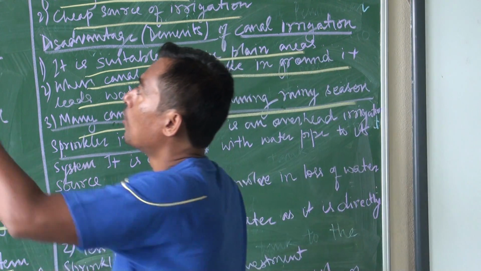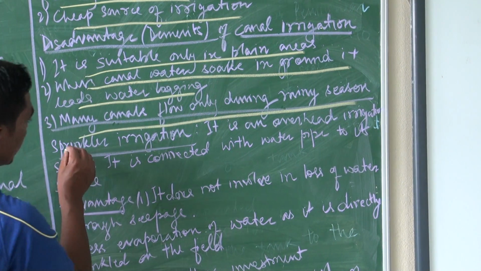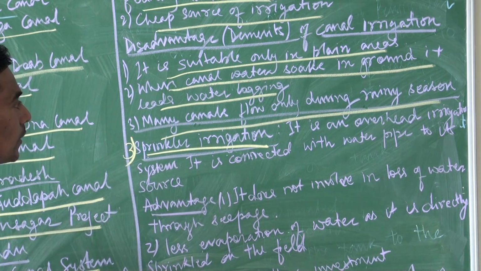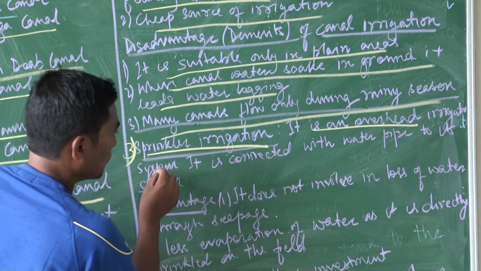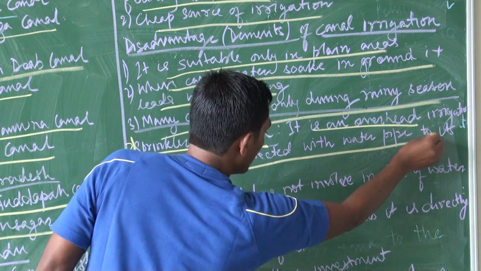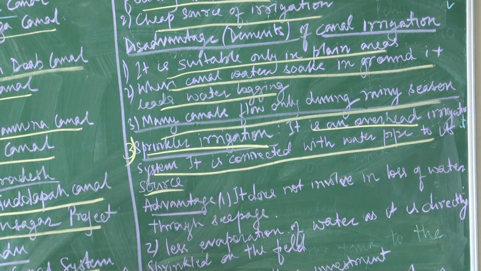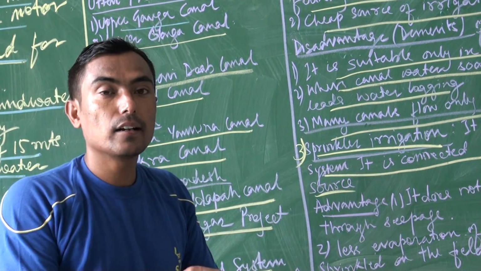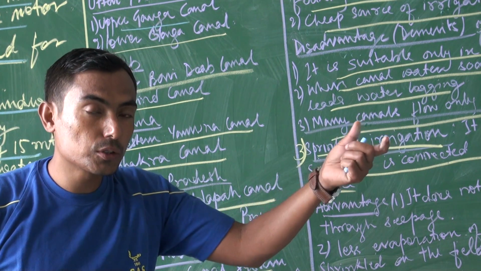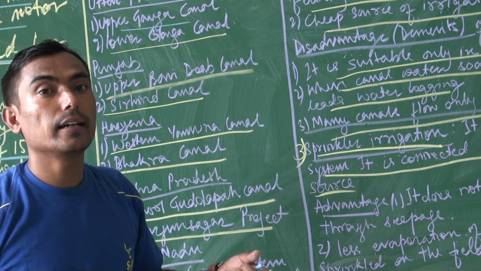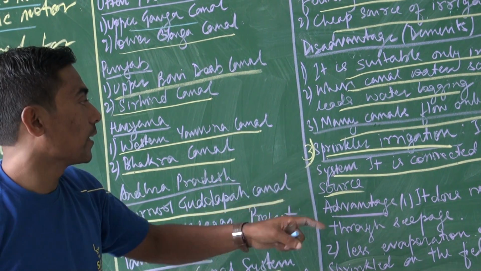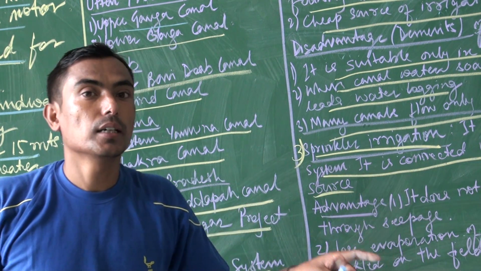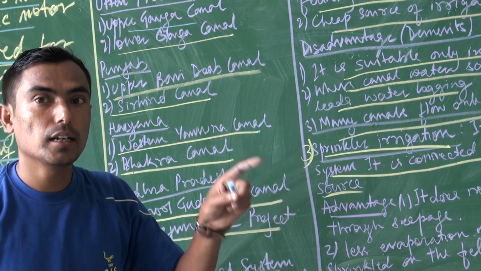Next modern method of irrigation is the sprinkler irrigation. Sprinkler irrigation is an overhead irrigation system. It is connected with a water pipe to its source. One end of the water pipe is connected to the source of the water, and the other end of the water pipe is directly connected to the sprinkler. This sprinkler irrigation is specially used in tea gardens and in orchards.